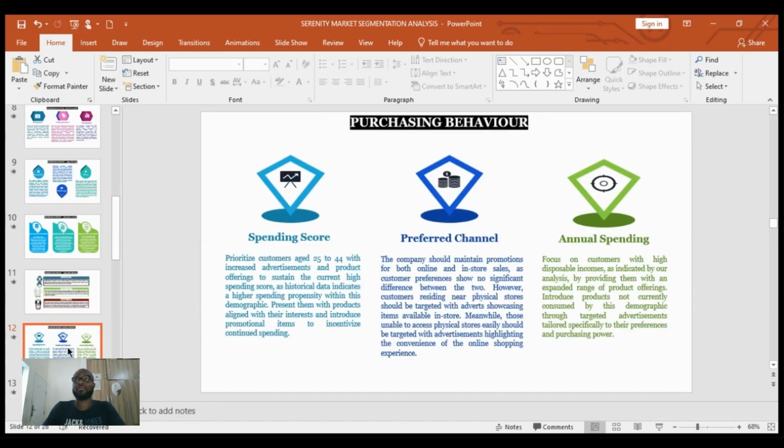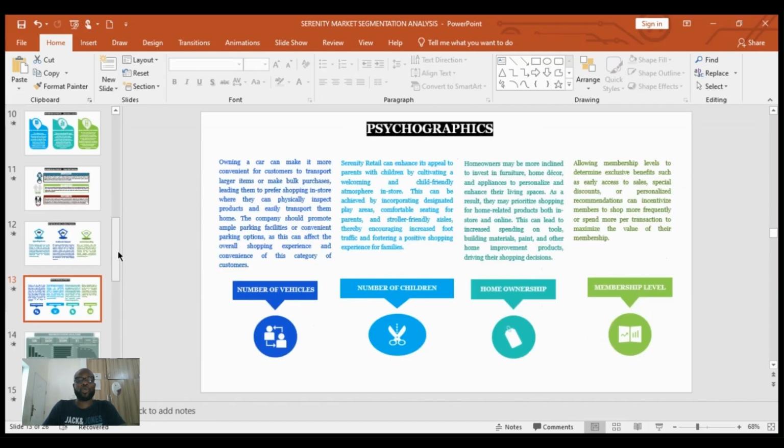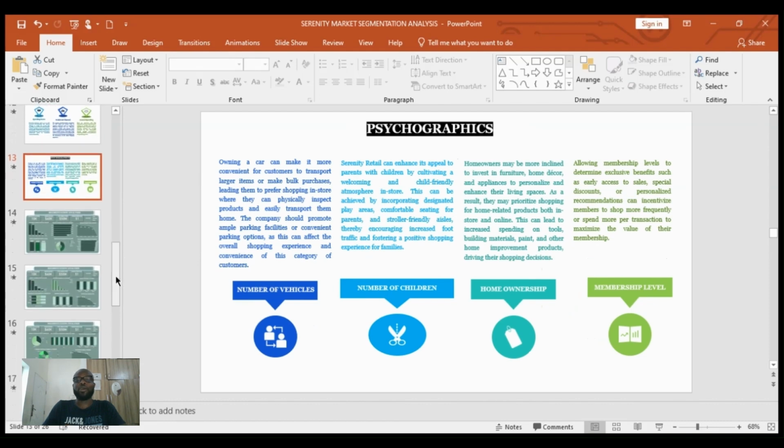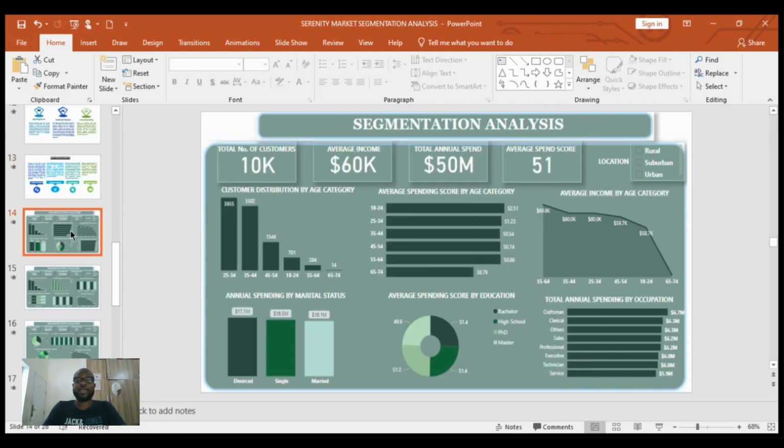We have also gone further to profile the customers in terms of purchasing behavior: their spending score, their preferred channel, and their annual spending as well. We also looked at some psychographics and characteristics, in terms of number of vehicles, number of children, home ownership, and membership level, just to further understand the traits, the personalities, and the values of these categories of customers. And here is our first dashboard with all the KPIs clearly defined.